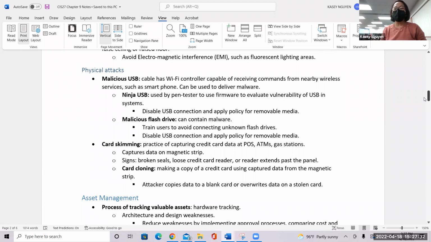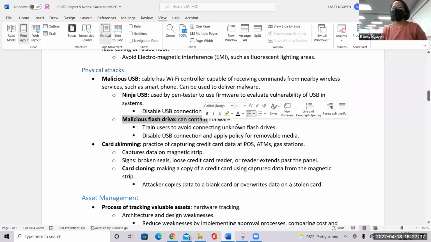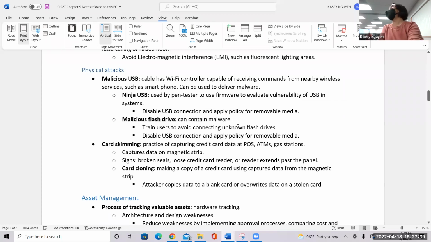Okay, so we talked about skimming, and then malicious flash drives. I talked about the Rubber Ducky before, but there are other types of flash drives like the Ninja USB, where it has hidden files that are able to launch malware, like a Trojan and so on. So don't plug in the USB, right? I told you the story of how they tested it.